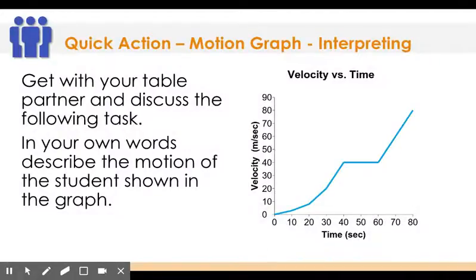So get with your table partner and discuss the following task. In your own words, describe the motion of the student in the graph. What was happening along these points in the graph? So actually take the time to do this to make sure you understand. Don't try to speed through and just get things done. Take the time to understand what's here. If you don't understand, make sure you're asking questions so that you can figure out what's going on in these graphs.